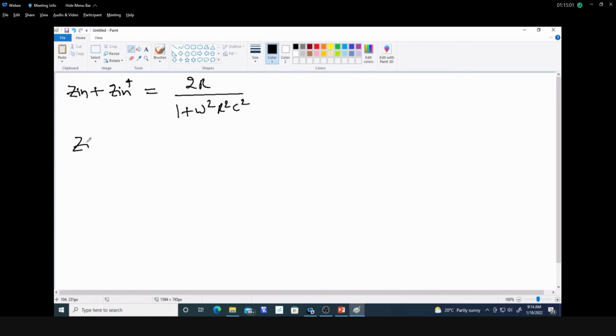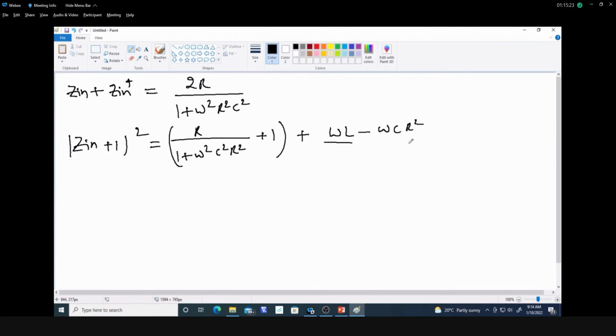Now again, for the magnitude of Zin plus 1 squared, if I put the expression of Zin plus 1, you are going to get R by (1 plus omega square C square R square) plus 1. This is one part, and another part is (omega L minus omega C R square) divided by (1 plus omega square C square R square). This is what you will get for the magnitude of Zin plus 1 whole square.